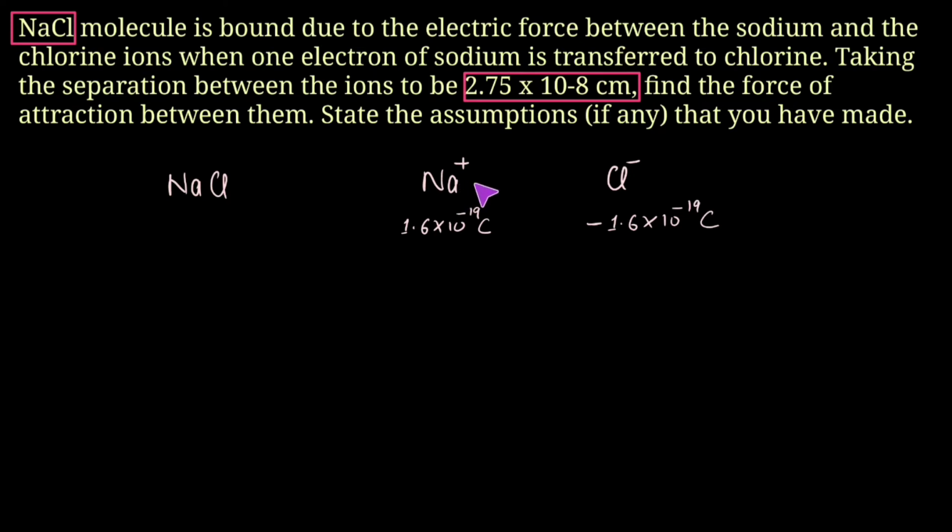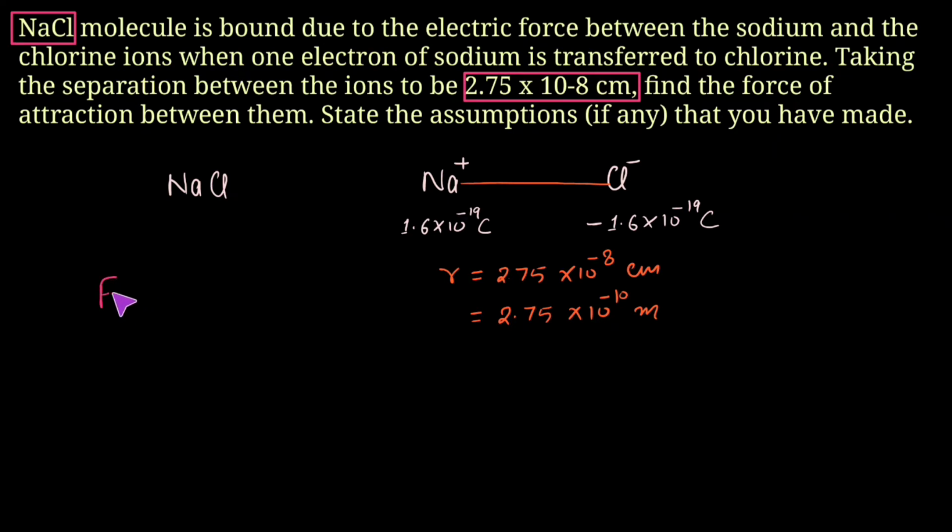The separation between this Na+ and Cl- ion is also given to us, and it is R. Its value is 2.75 × 10^-8 centimeter. We can convert this value into meter, so this would become 2.75 × 10^-10 meters. In the question, we are asked to find the force of attraction between Na+ and Cl-. For that, we will apply Coulomb's law.